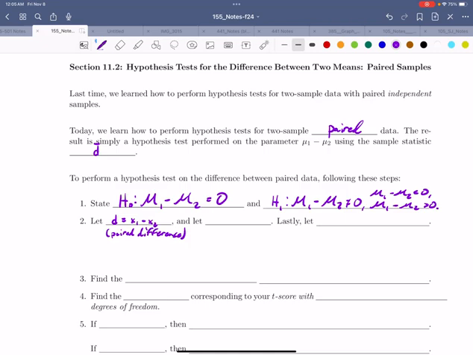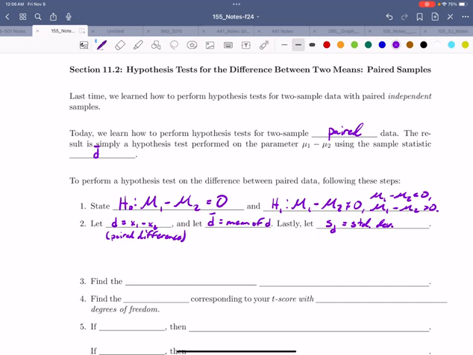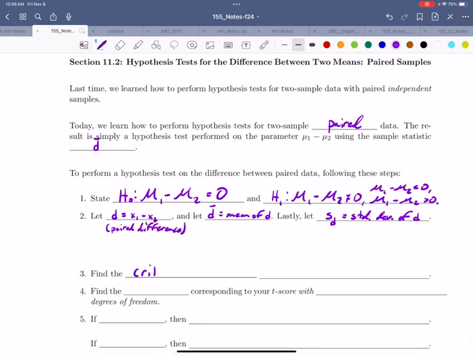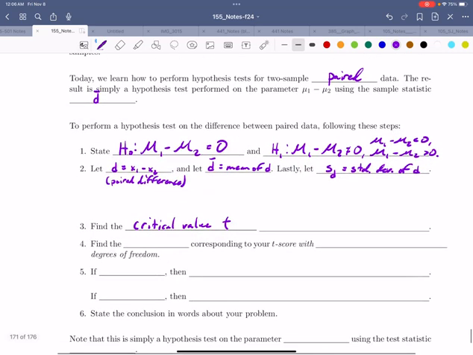Okay? And then we're going to let D bar equal the mean of D, and we'll also let S sub D equal the standard deviation of D. Next up, we're going to find the critical value T, given by T equals, now this is going to be a lot less complicated than last time.